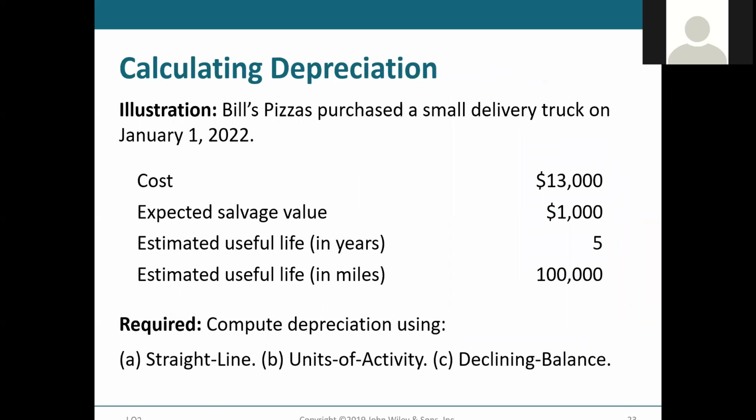Bill's Pizzas bought a delivery truck and they had a salvage value of $1,000 and the original cost was $13,000. So we're only going to depreciate $12,000, right? What is the estimate in miles? Looks like they're going to compute depreciation using straight line, units of activity, and declining balance. We're going to go through all three examples.